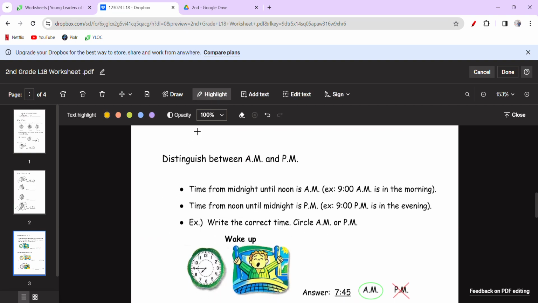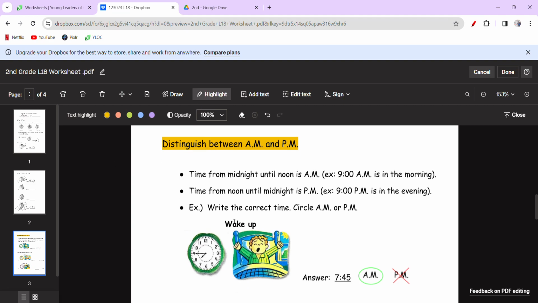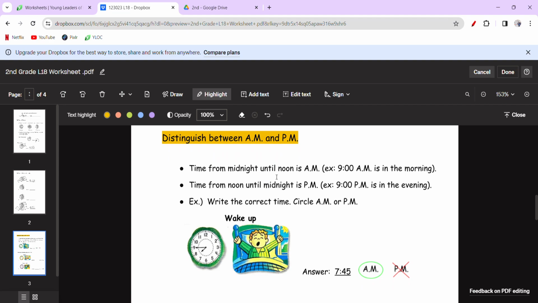So we must know how to distinguish between AM and PM. This is very useful in our lives. So time from midnight until noon is called AM, okay? So 9 AM is in the morning, right? So you would know it as when it's pitch black at midnight, and then until noon is when the sun is up, like sunrise and when the sun is up. Time from noon until midnight is when the sun goes down, right? So you call that PM. So 9 PM is in the evening, right? So then this is where you would go to sleep usually, right?